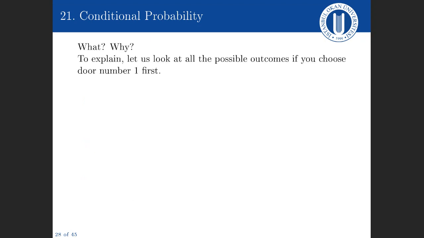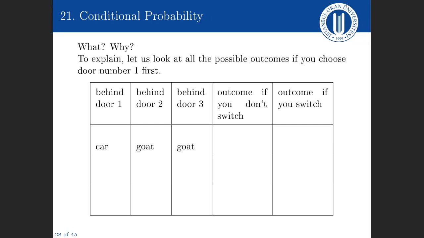Why is it not a half? To understand this, let's look at all the possible outcomes. And just for this slide, let's suppose that you choose door number one first. Let's suppose, first of all, there's a car behind door number one, there's a goat behind door number two, and there's a goat behind door number three. And just for the sake of argument, let's suppose the host opens door number three and shows you there's a goat behind door number three. And then he asks you, do you want to stay with door number one or do you want to change your mind and have door number two?